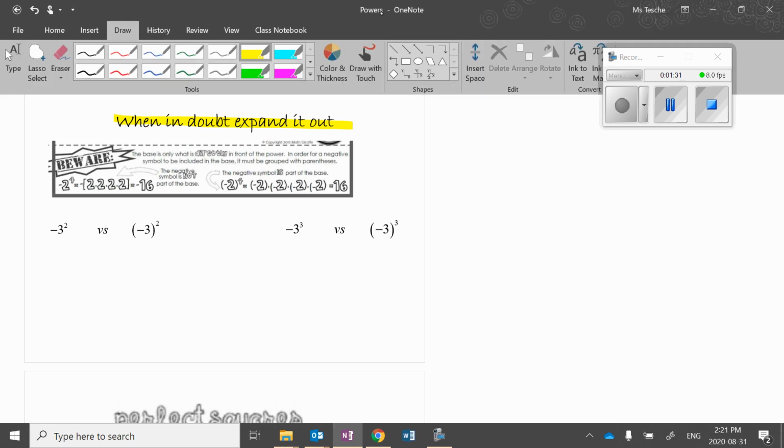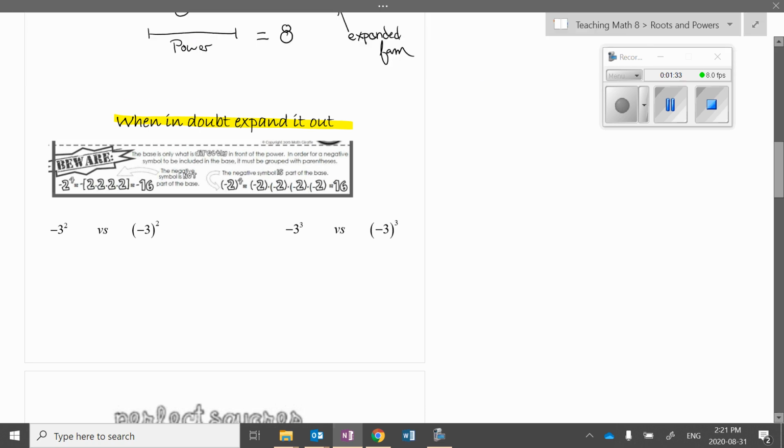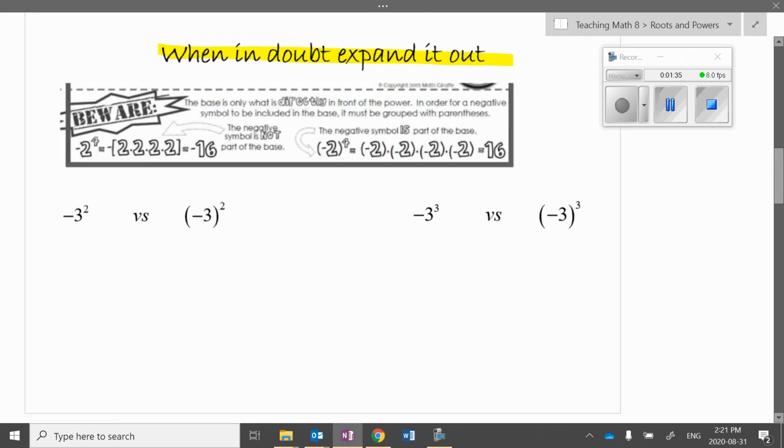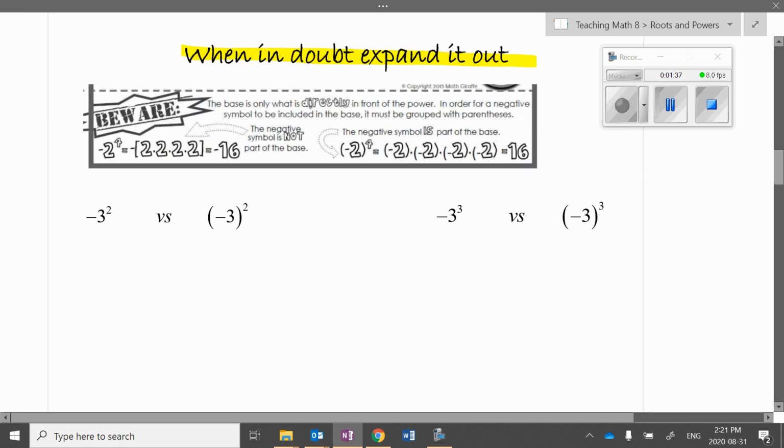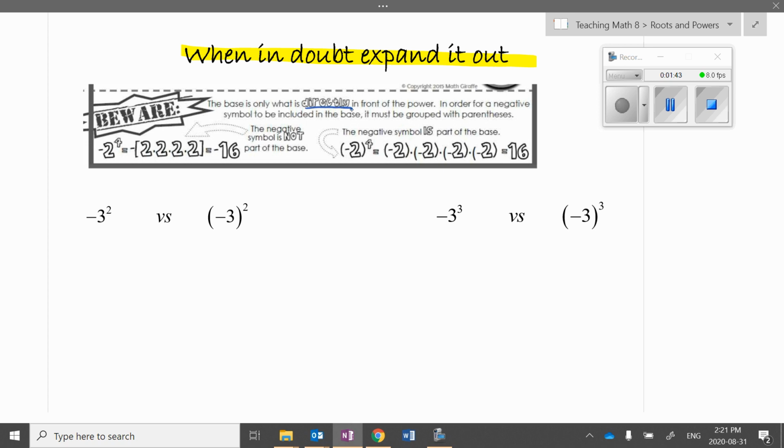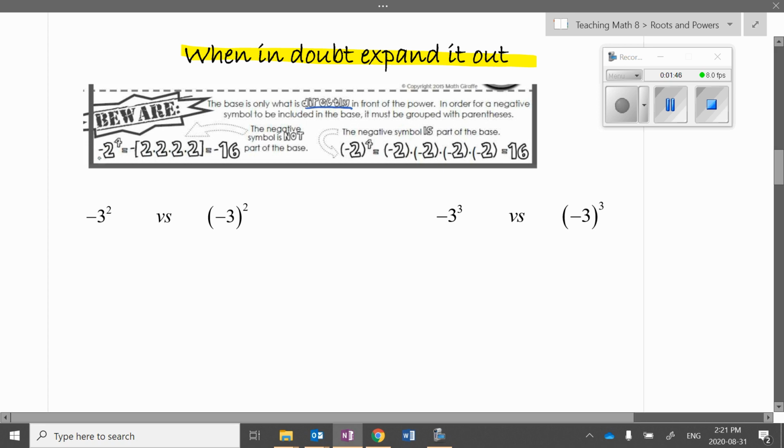So within exponents, we can go into a little bit more detail about the base. The base is only what is directly in front of our power. In order for it to be a negative, the negative needs to be in brackets. So notice in this one, we have negative 2 to the power of 4, but that negative is out front. I like to say that negative is hanging out.